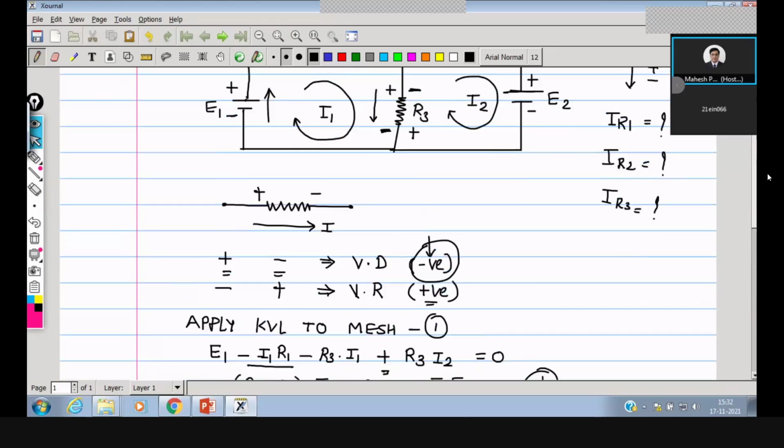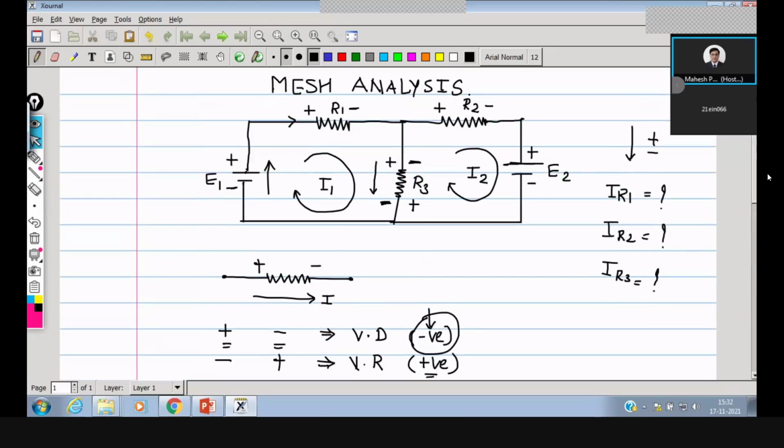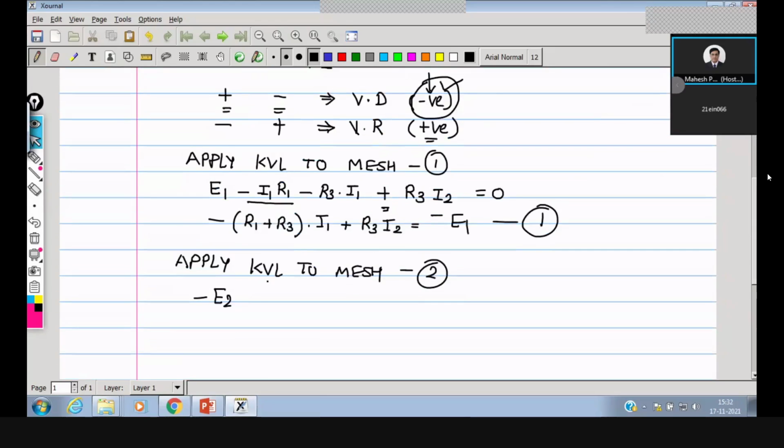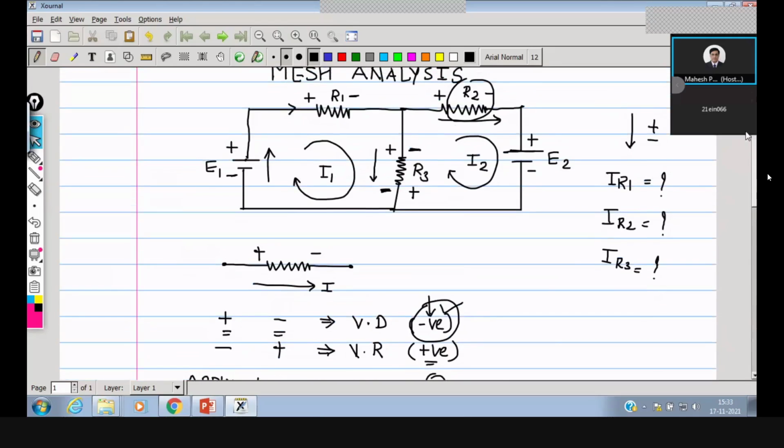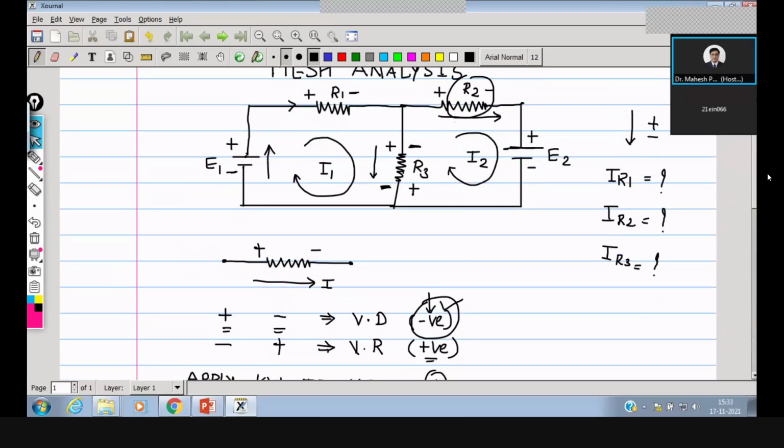Then what about this resistor? The sign convention is plus and minus, and the direction of current is this, so it is plus and minus, plus and minus. So we will consider that as a minus value. We can write minus, the current is I2 and the resistor is R2. Fine. And similarly, for this, we can also write R3.